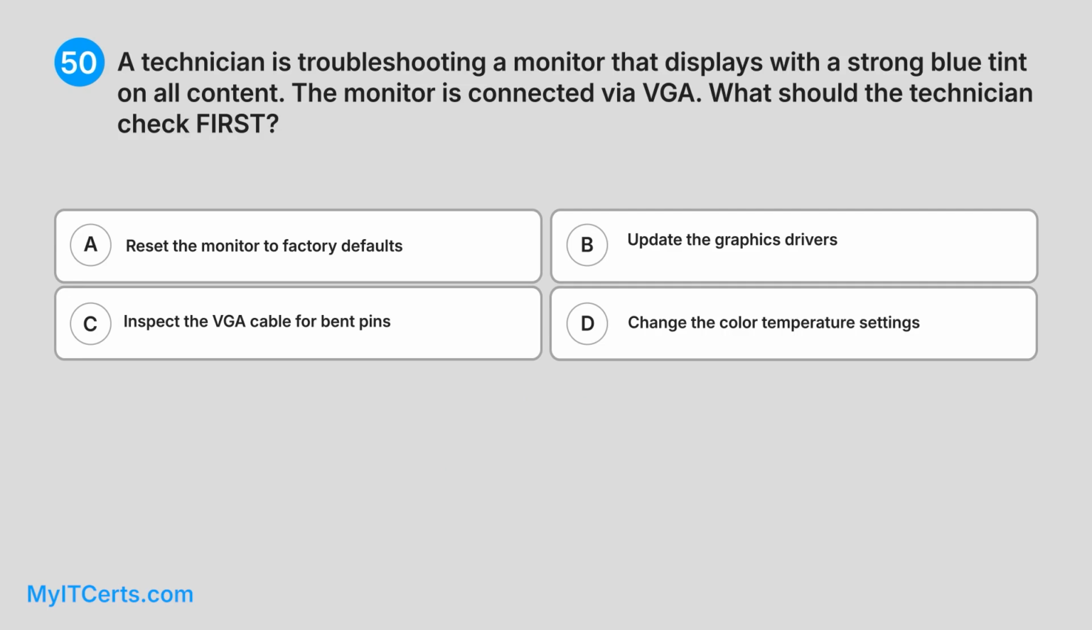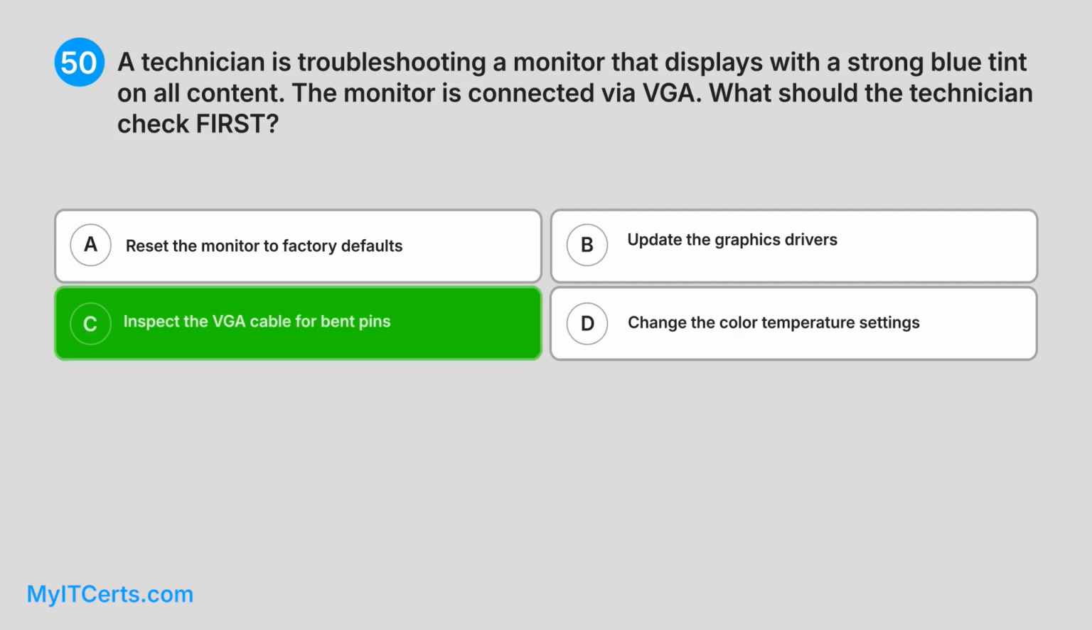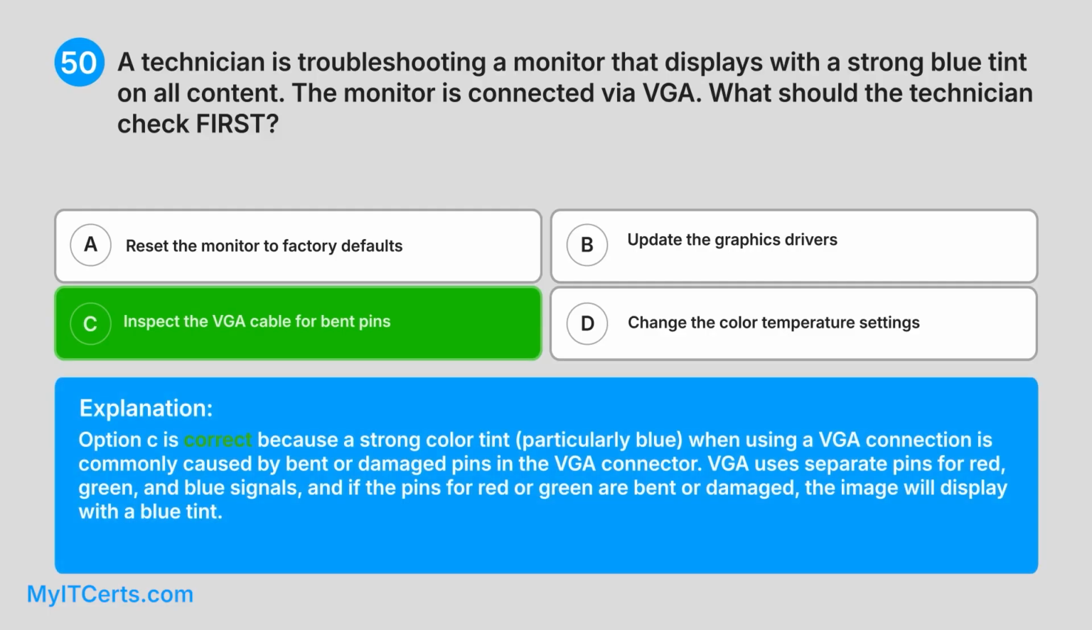Correct answer: C. Inspect the VGA cable for bent pins. Explanation: Option C is correct because a strong color tint, particularly blue, when using a VGA connection is commonly caused by bent or damaged pins in the VGA connector. VGA uses separate pins for red, green, and blue signals. And if the pins for red or green are bent or damaged, the image will display with a blue tint.